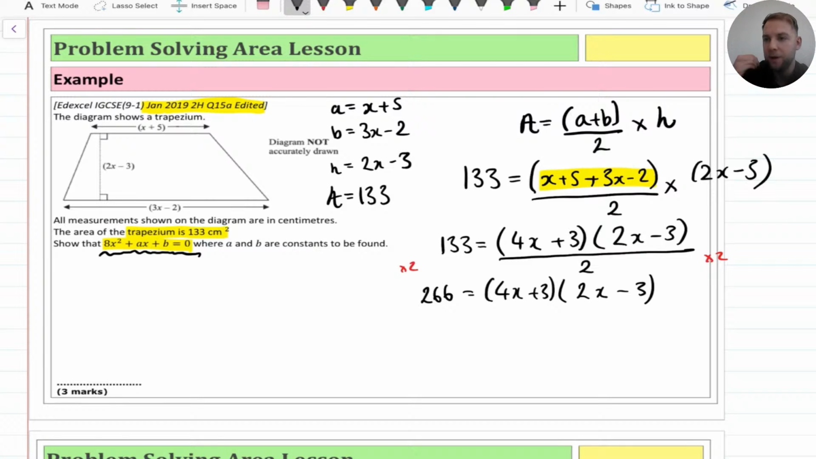Now, we know that when we're dealing with quadratics, we always want to make it equal to 0. And that's what they're asking for here, aren't they? They're asking it to be equal to 0. That's what that is, okay? So to do that, I need to expand this bracket, and then take that 266 over.